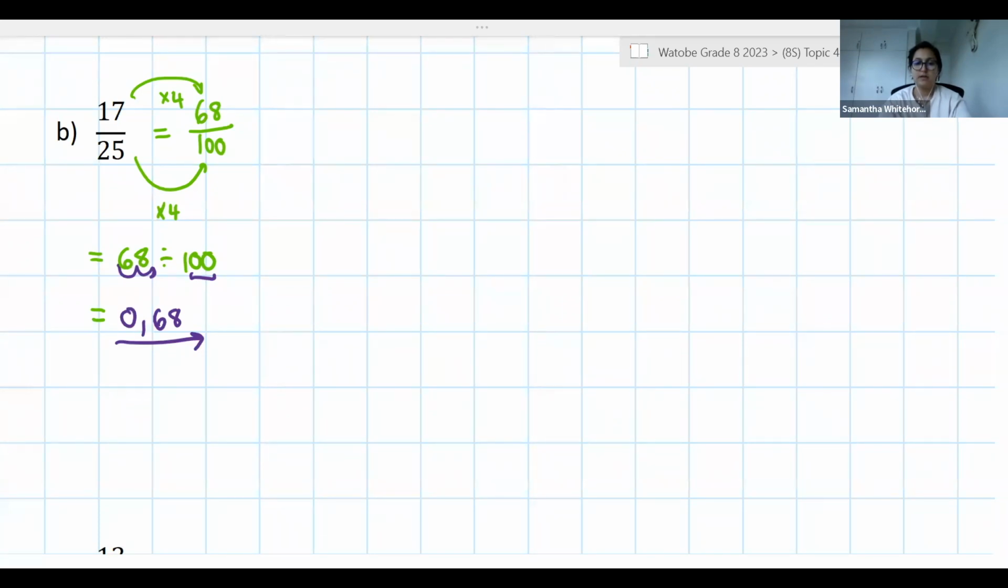Good afternoon, ma'am. I just want to ask why did you multiply 25 by 4? Because 25 times 4 is 100. And remember, we want our denominator to be a multiple of 10. So we want it to be 10, 100, 1,000, etc. So in order for me to make 25 into 100, I multiply it by 4. Does that make sense?